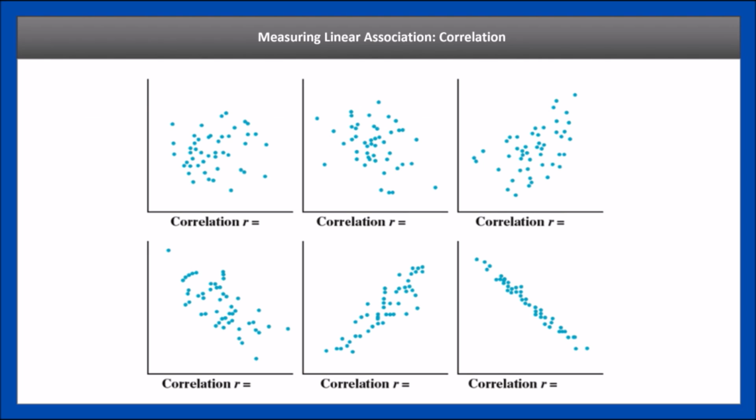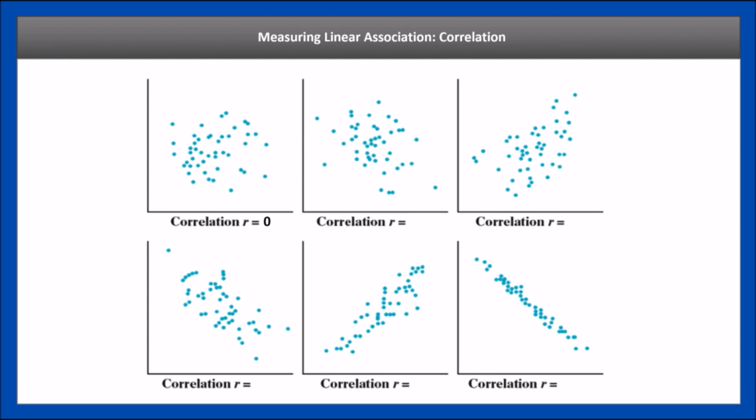All right, so let's look at a few scatter plots and determine what the correlations are. If you look at the top left, the data is pretty scattered, so we would expect the R value to be quite low. In fact, it's going to be 0 because there doesn't seem to be any direction associated with these points at all. They're scattered all over the place, so there doesn't seem to be a trend.